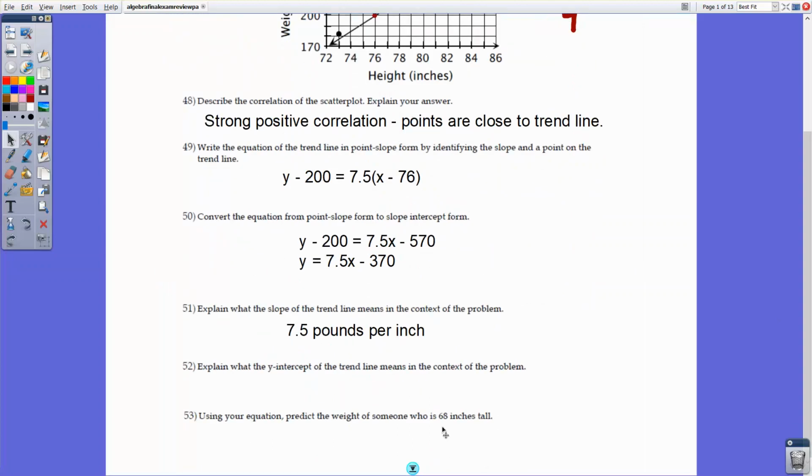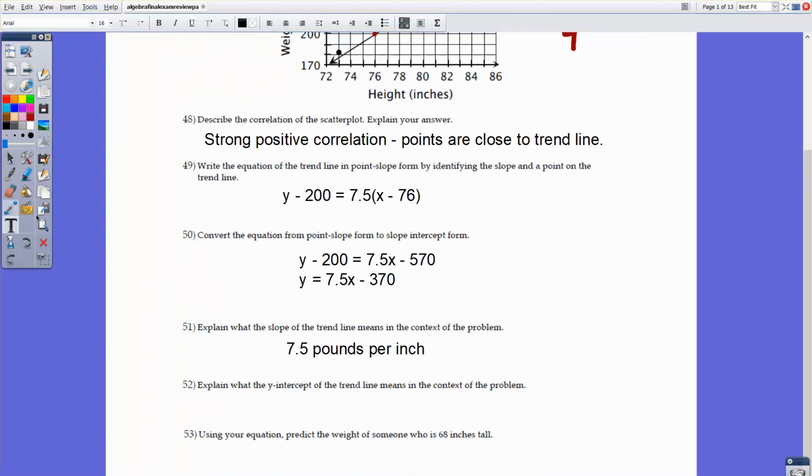And then we have the question of the y-intercept of the trend line in the context of the problem. Basically, if you had 0 height, you would weigh negative 370 pounds. So there's really no explanation here. It is actually something that's impossible. Technically, 0 height would equal negative 370 pounds, which is not realistic. In some cases, our trend lines don't really work out to realistic scenarios, and that's okay.